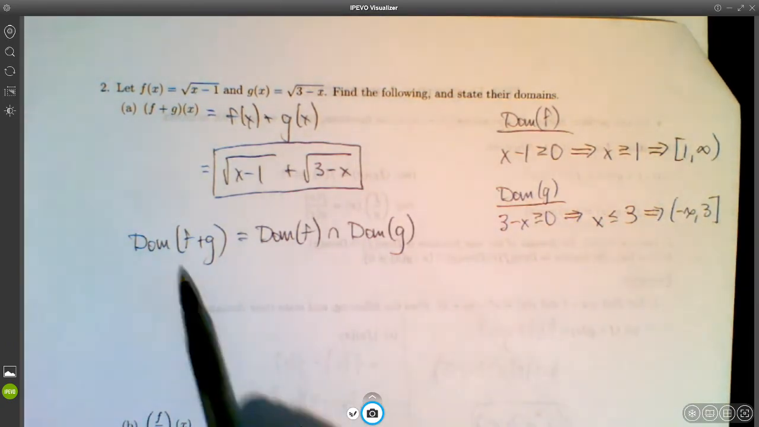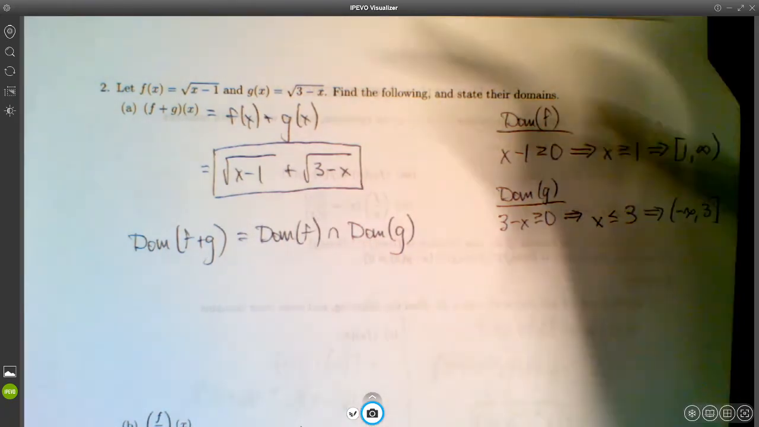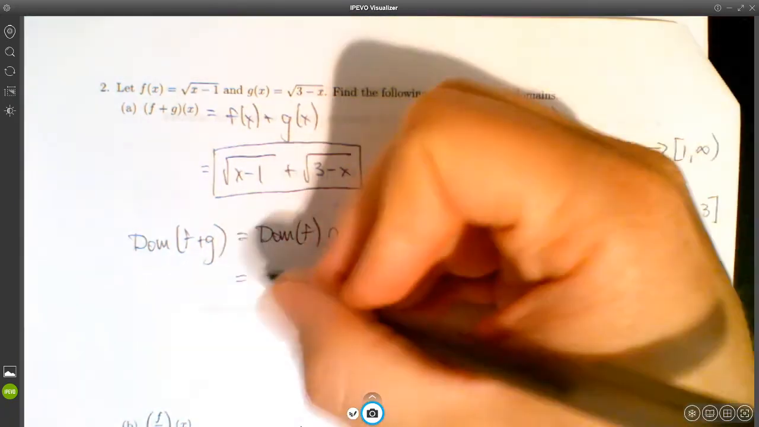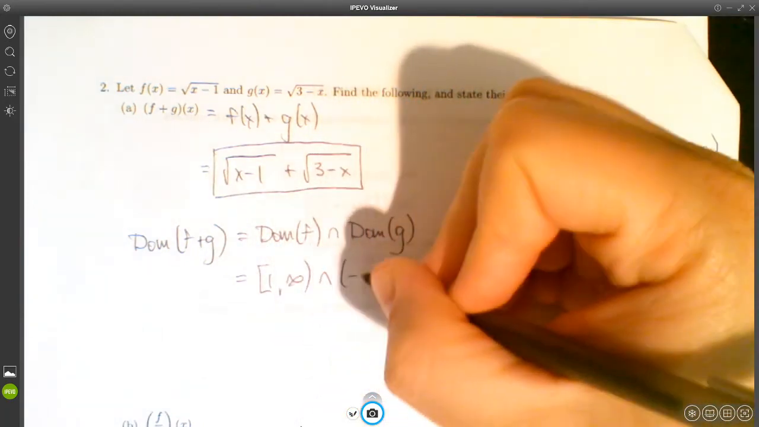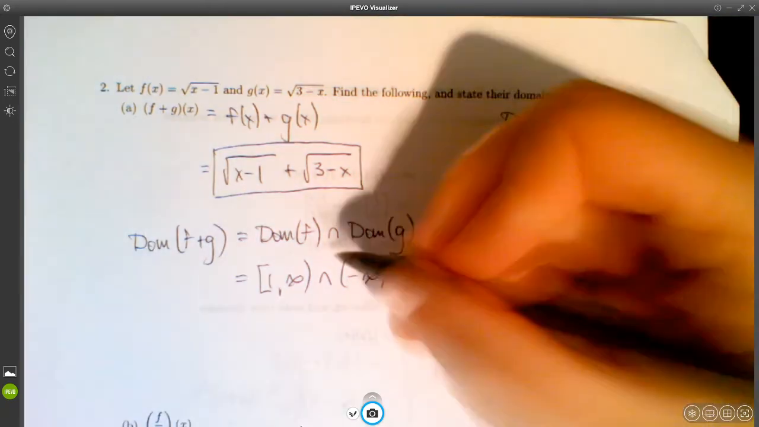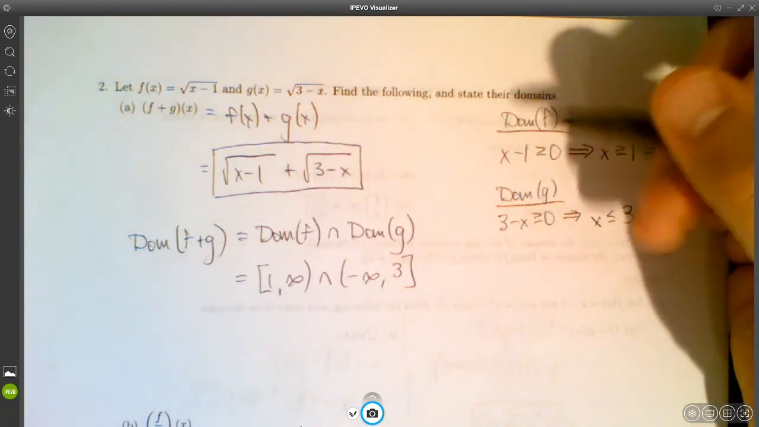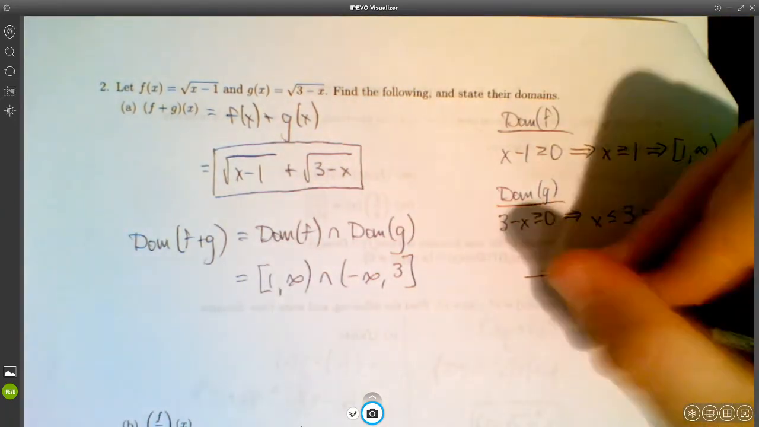So back here to the domain of f plus g, this is going to be domain f intersect domain g. That's going to be 1 to infinity intersect negative infinity to 3. And remember, the intersection is where these two sets overlap. And so I think they overlap from 1 to 3. We could draw a little picture.